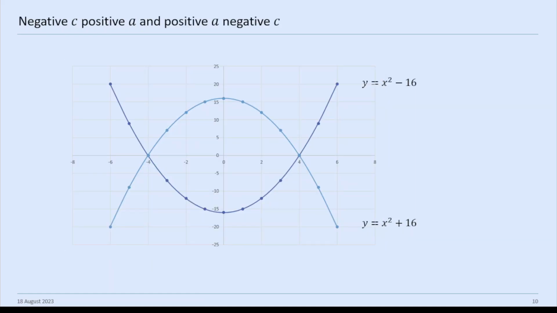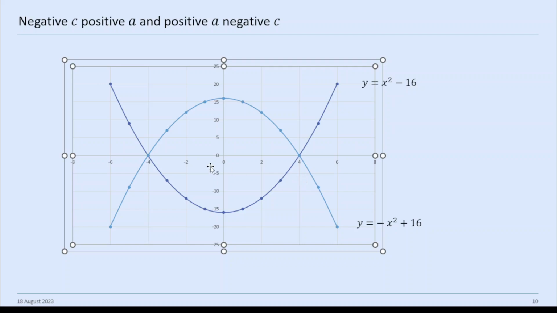And then here is an example of negative c and positive a, and show why we have roots. So this is y equals x squared minus 16, so this is positive a and negative c. And we can see that it's crossing the y-axis at minus 16, but it's going off to positive infinity and negative infinity, so it has to cross, in this case, at 4 and minus 4. And then this is the other example, y equals minus x squared plus 16. It's a dome shape, but it's crossing at 16, which means it has to cross the axis.